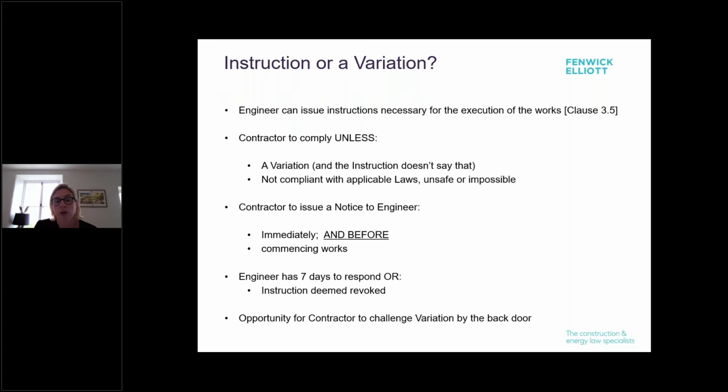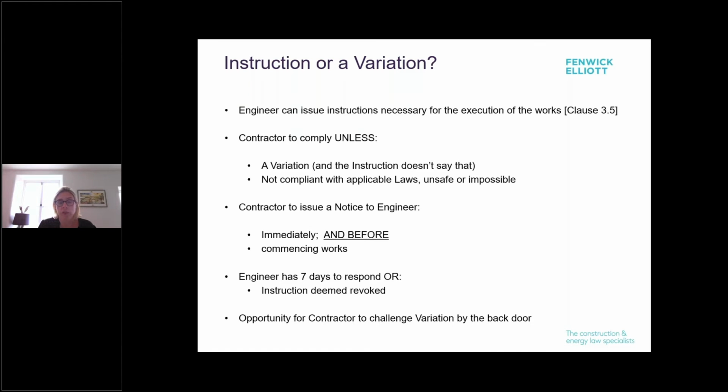So if the contractor considers that the instruction is a variation, but the instruction doesn't say that on its face, or it's not compliant with the laws, it's unsafe, it's impossible, then they have to issue a notice to the engineer immediately and before commencing works. The idea being that that's going to hopefully prevent money being wasted if, for example, the employer or the engineer didn't think it was a variation. The engineer then has 7 days to respond, or the instruction is deemed to be revoked.